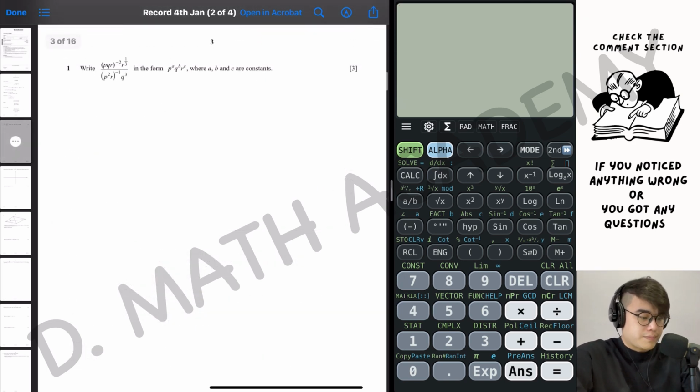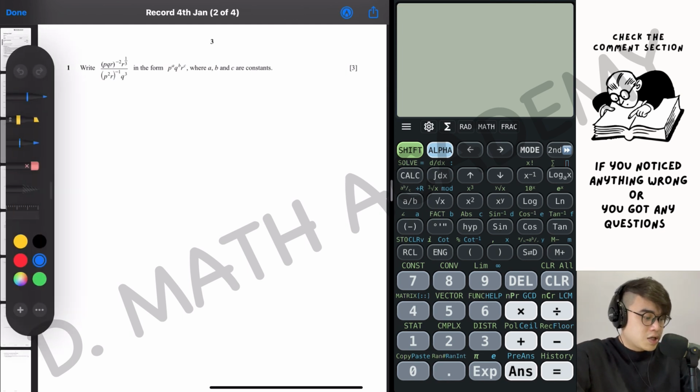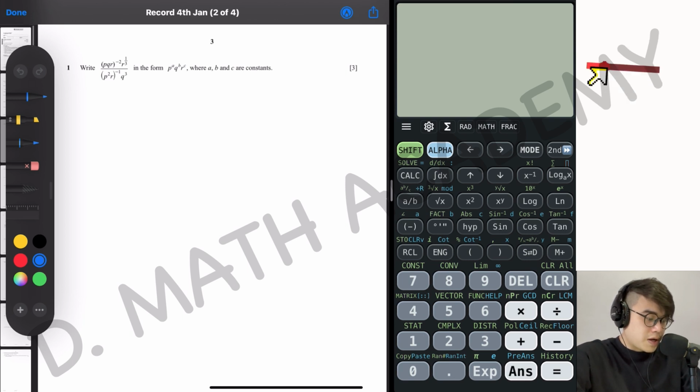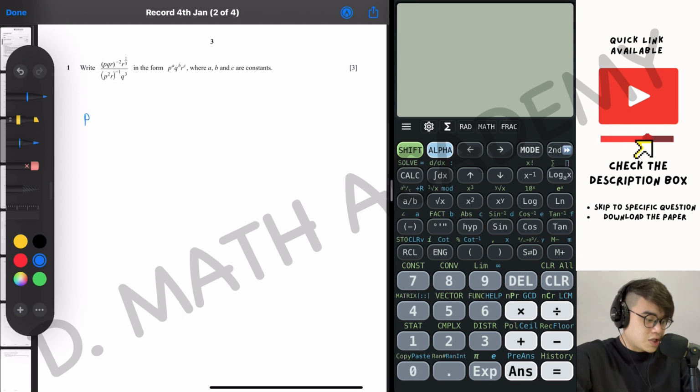Quite straightforward because this one here is just basic indices. So, the first thing that I always do is to multiply out the brackets first, each and every one of them. So you will get the following here, where the -2 is multiplied to all the variables inside, alongside with the 1/3 here.